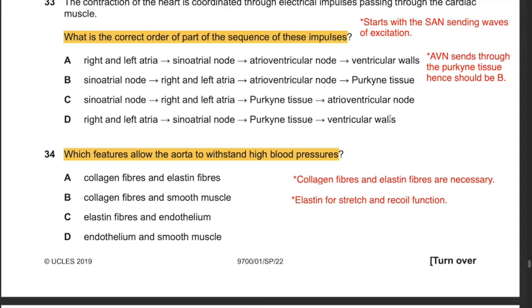Therefore C is incorrect. The best possible answer is B: the sinoatrial node, followed by the right and left atria, then the atrioventricular node, which causes the delay and finally sends the waves of excitation down through the Purkinje tissue. Purkinje tissue should be last, hence the answer is B.